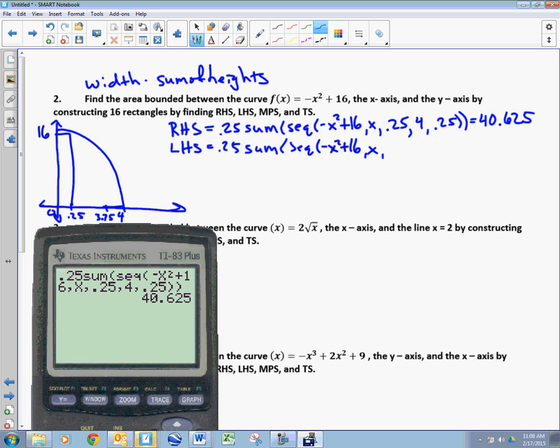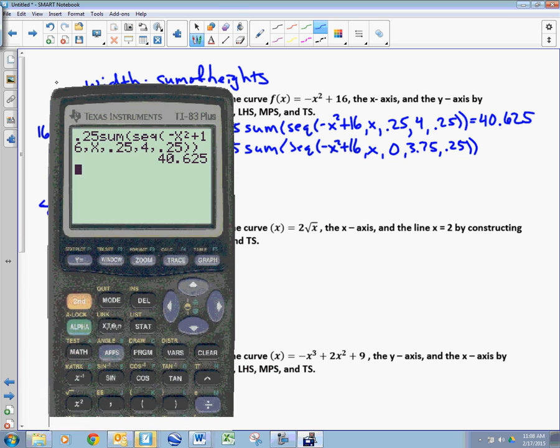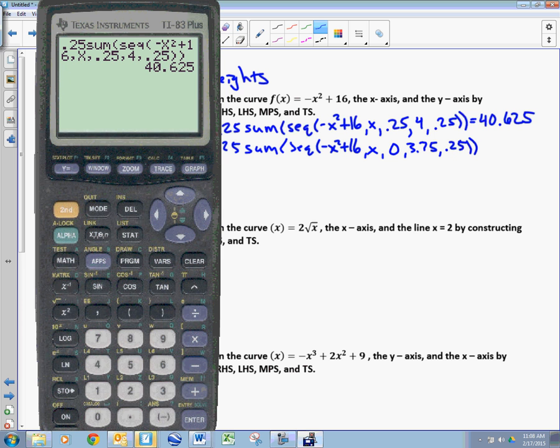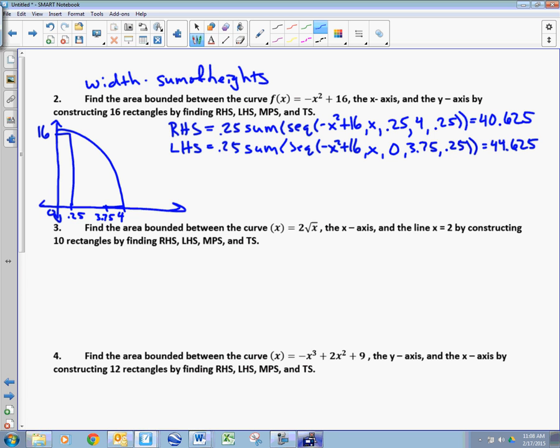So now what's the left-hand side of the first interval? 0, and then 3.75, and what's my width each time? 0.25. What you can do on your calculator is take second entry and it'll bring that back. All you have to type in then is 0, comma, 3.75, comma, 0.25: 44.625. Will that be an under or an over? Over.